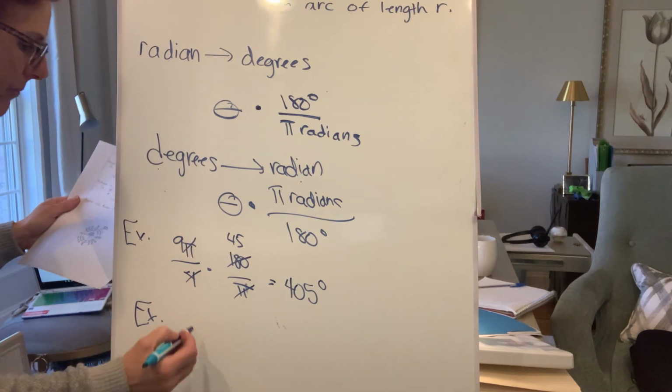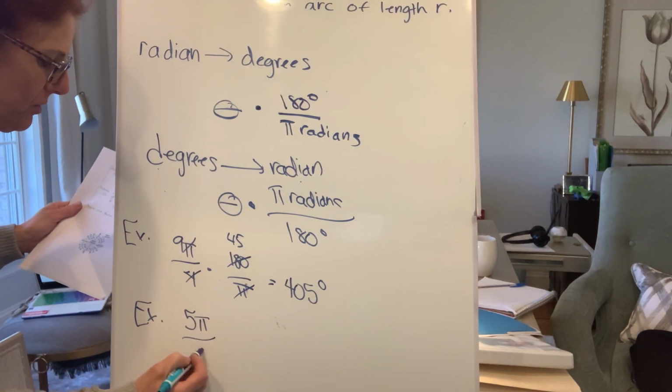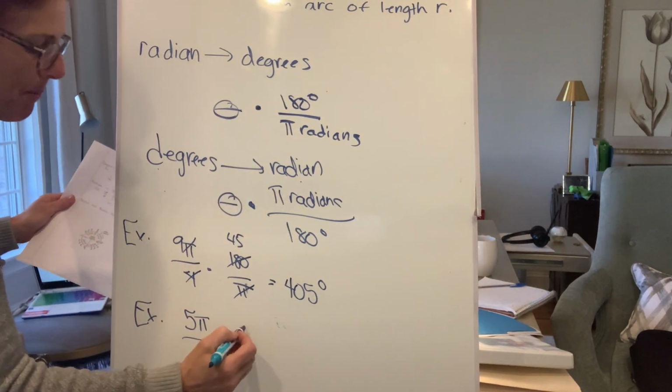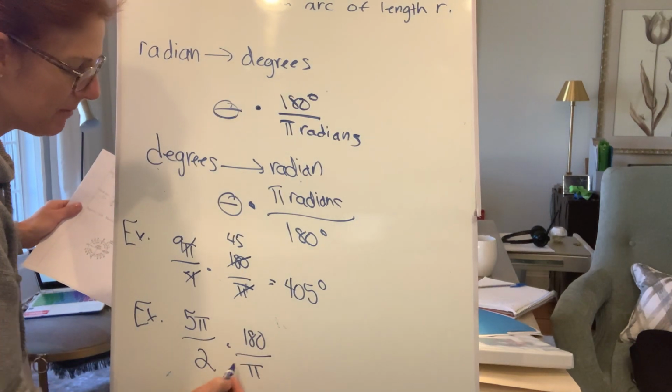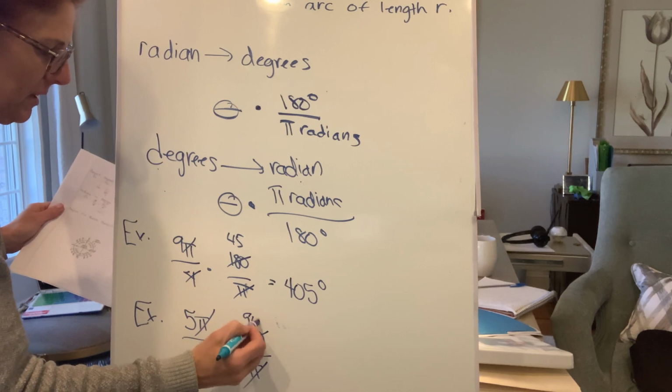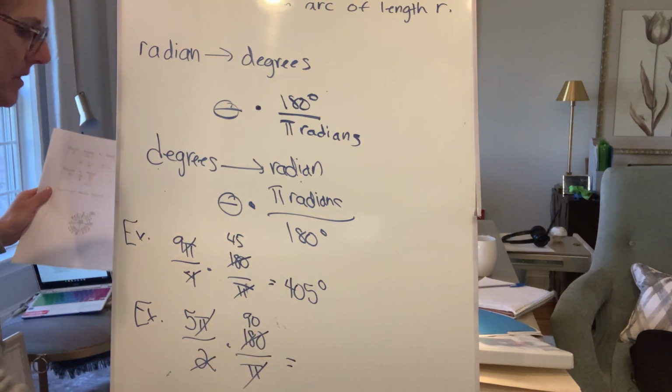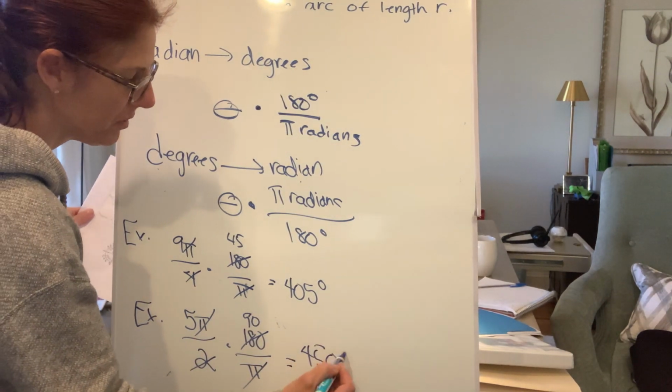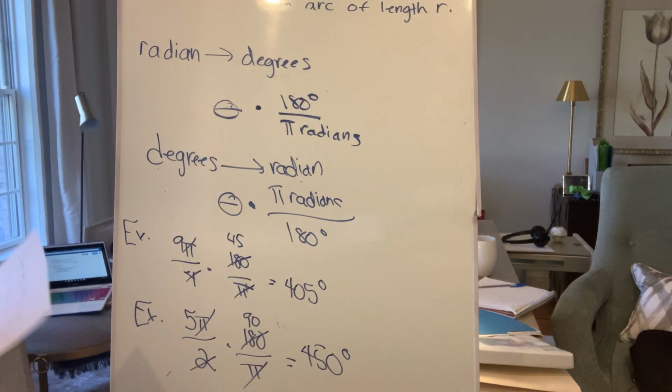Another example would be 5 pi over 2. I would multiply that by 180 over pi. So cross out the pi's. 2 goes into 180 90 times, and 5 times 90 is 450 degrees.